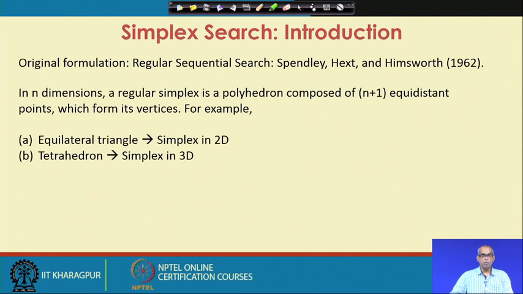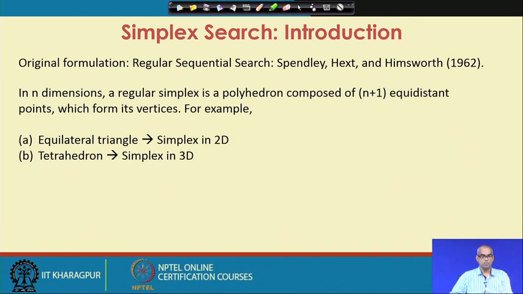Now, let us talk about simplex search method. The simplex search method is a very popular search method. In fact, it is one of the most popular direct search methods for multivariable functions. It was originally formulated by Spendley, Hext and Himsworth in 1962. They called it regular sequential search method.